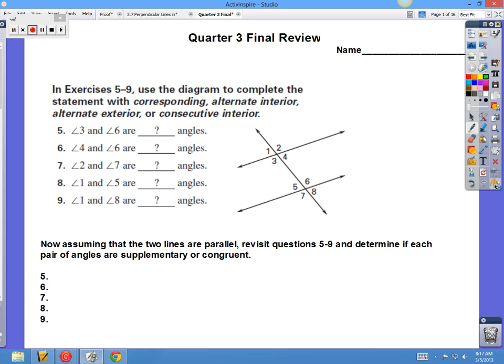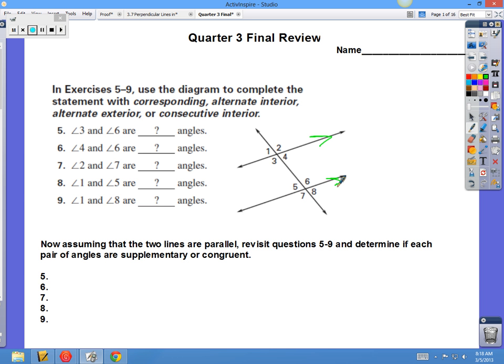Number 9. 1 and 8 are kind of like 2 and 7. So same as number 7. These are alternate exterior angles. Okay, now the bottom part. Assuming that those lines are parallel, revisit questions 5 through 9 and determine if each pair of angles are supplementary or congruent.